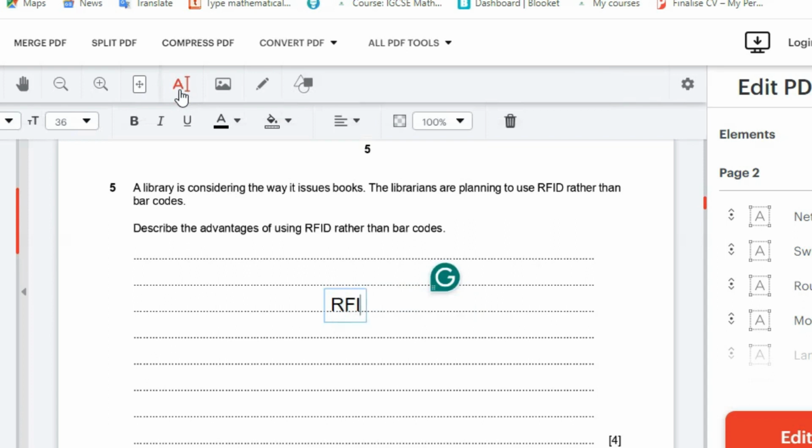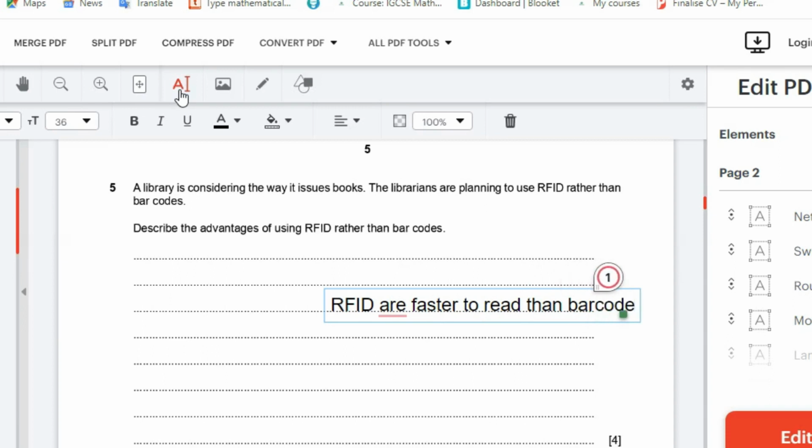RFID are faster to read than barcodes. That is 1. 2. RFID allows greater security.